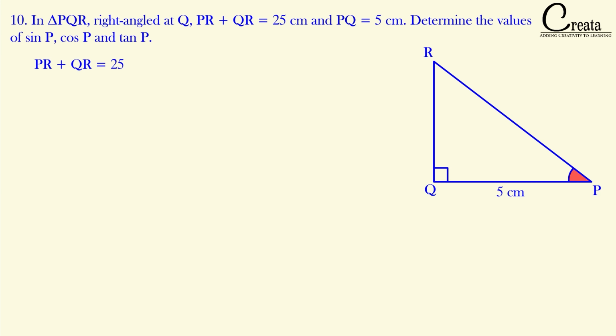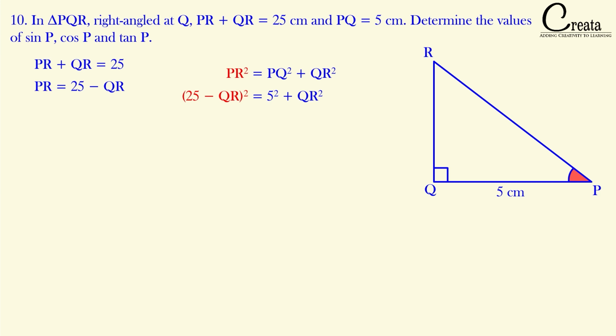Here PR plus QR is given as 25 cm. Can we rewrite PR as 25 minus QR? Yes, we can do so. Further, this is a right angle triangle, so we can apply the Pythagoras theorem. That is, PR square is equal to PQ square plus QR square. And just now we have calculated PR as 25 minus QR. And PQ is also given as 5 centimeter. Let's put the value in the equation.